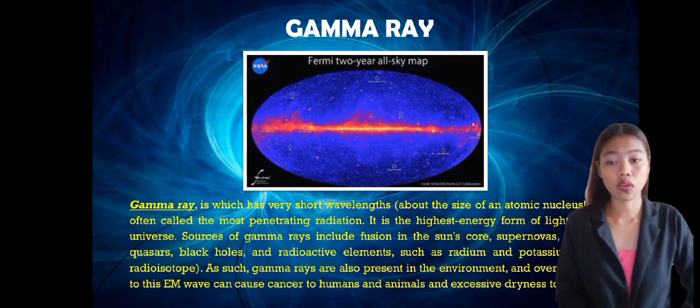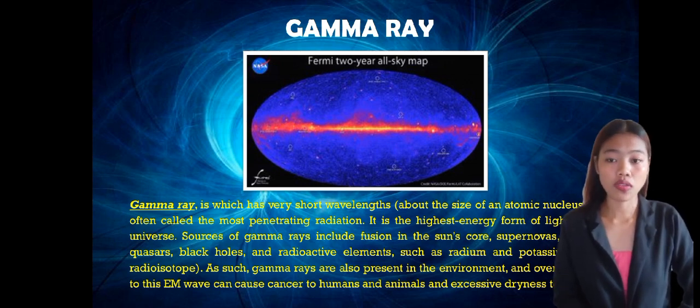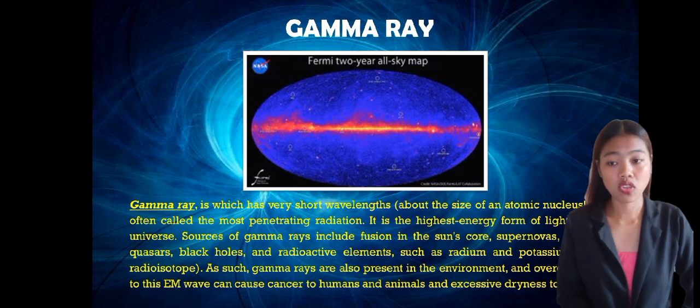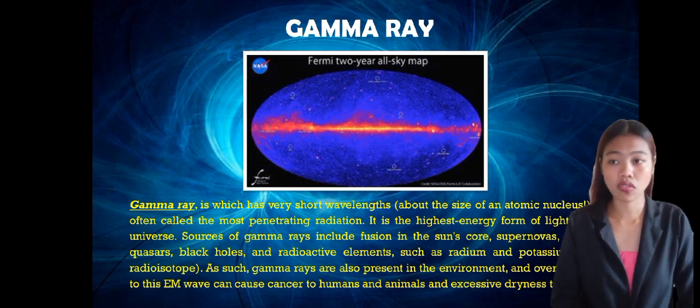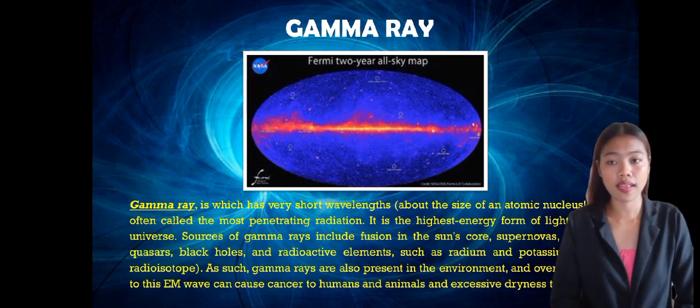Sources of gamma rays include fusion in the sun's core, supernovas, pulsars, quasars, black holes, and radioactive elements such as radium and potassium. As such, gamma rays are also present in the environment, and overexposure to this electromagnetic wave can cause cancer in humans and animals and excessive dryness in plants.